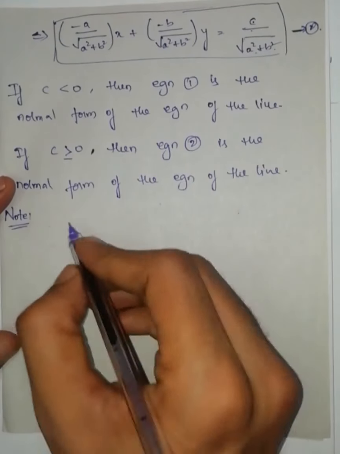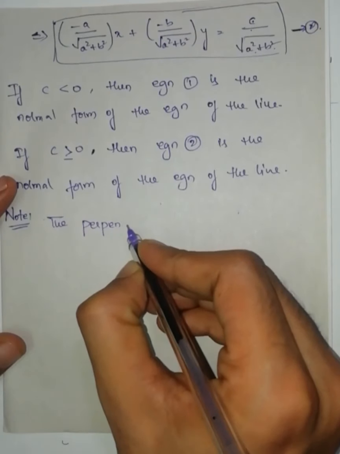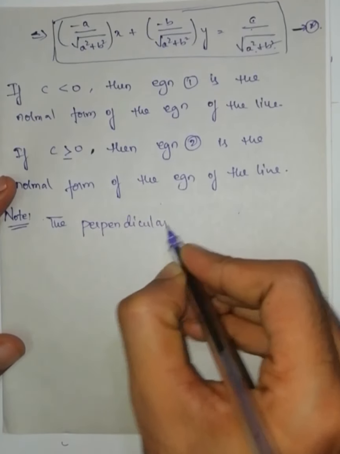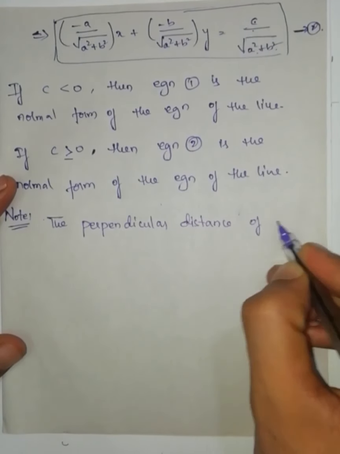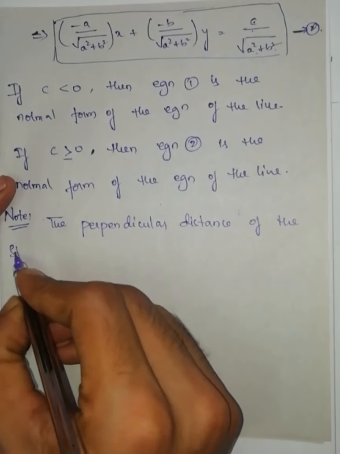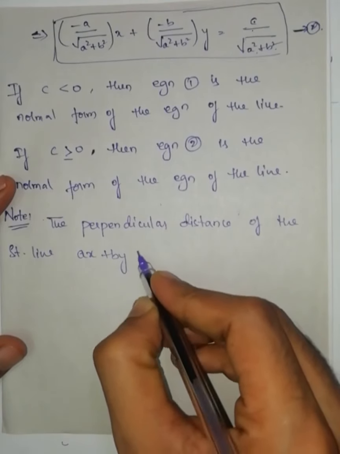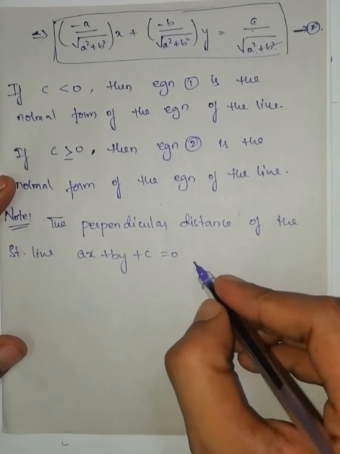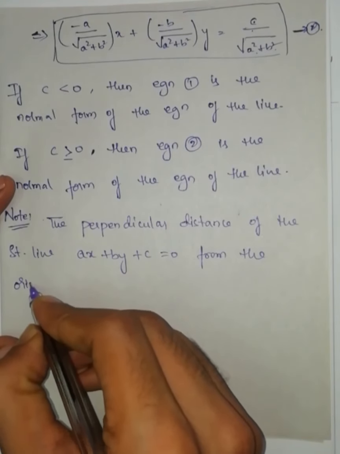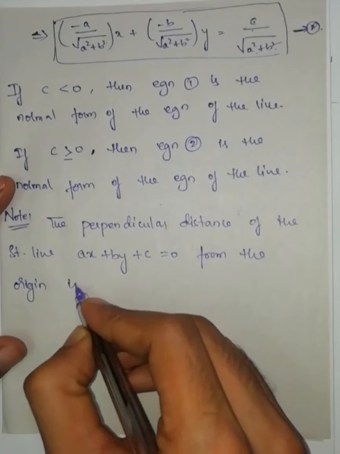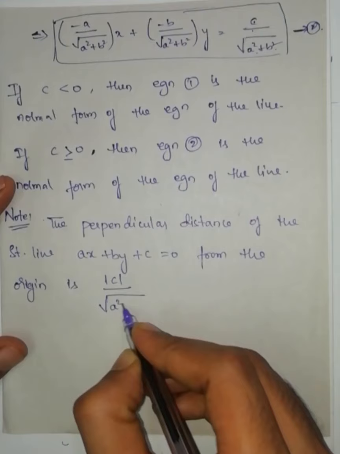Note the perpendicular distance of the straight line ax plus by plus c is equal to 0 from the origin is modulus of c by under root a square plus b square.